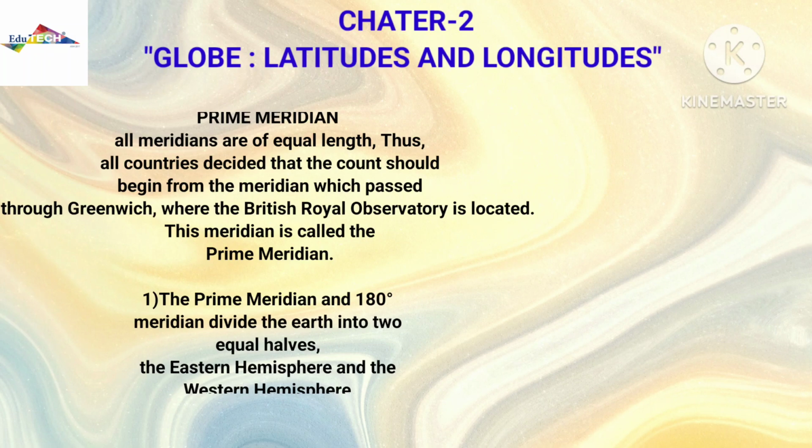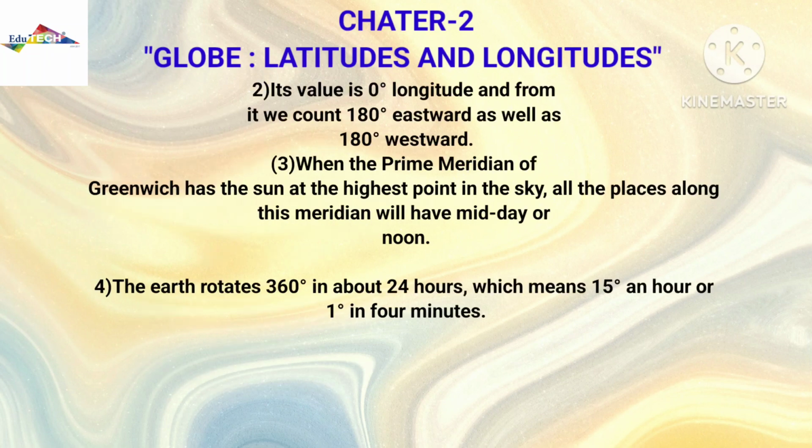What is the prime meridian? All meridians are of equal length. Thus, all countries decided that the count should begin from the meridian which passes through Greenwich, where the British Royal Observatory is located. This meridian is called the prime meridian. The prime meridian and the 180-degree meridian divide the earth into two equal halves, the eastern hemisphere and the western hemisphere. The prime meridian's value is 0 degree longitude, and from it we count 180 degrees eastward as well as 180 degrees westward.